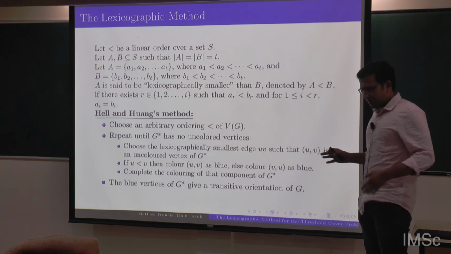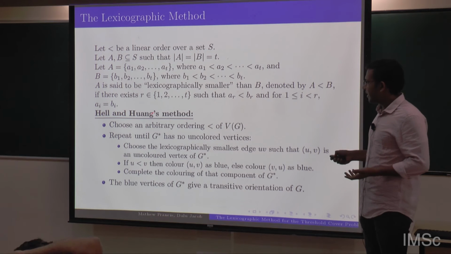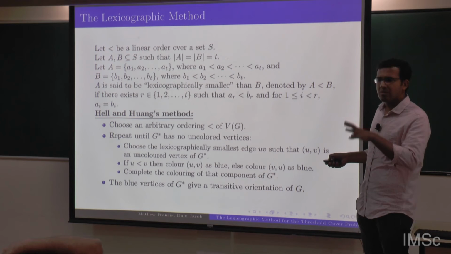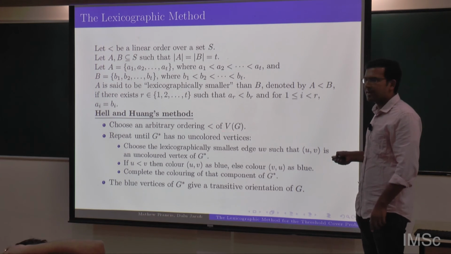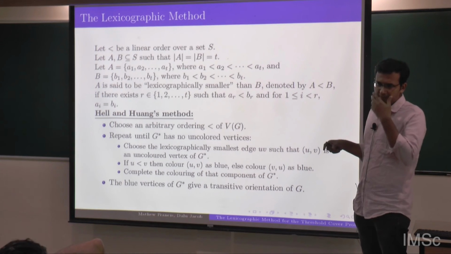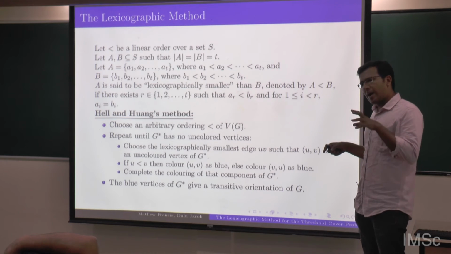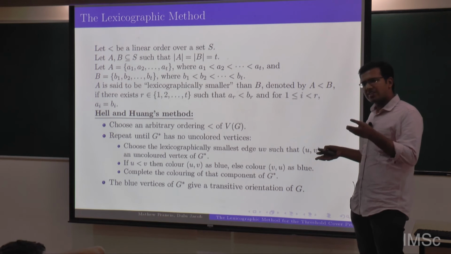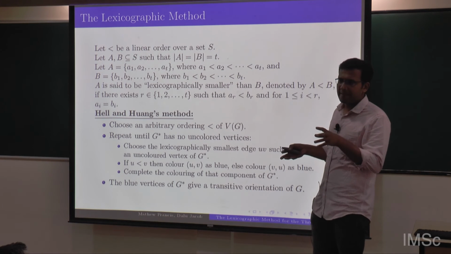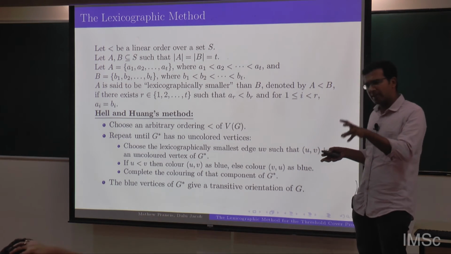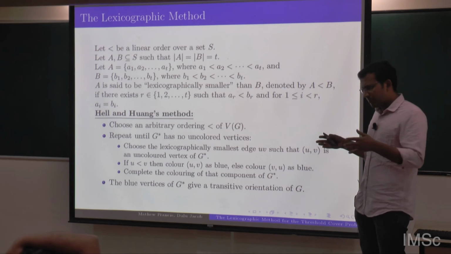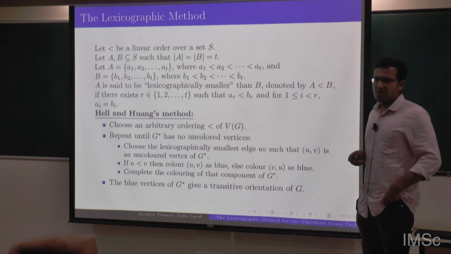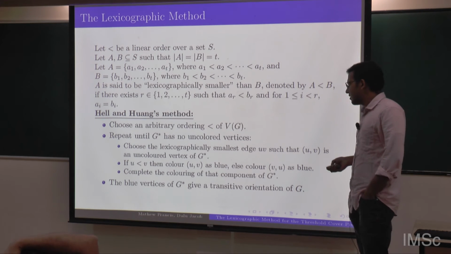The thing is that if at all there can be a problem in your orientation, that can occur only in the form of a directed triangle, a triangle that forms a cycle, right? Suppose there are many such triangles in your graph, you have to look at the lexicographically smallest triangle. That is the idea. If you look at the lexicographically smallest triangle, then you can prove using the triangle lemma that there is a contradiction. It will never happen.